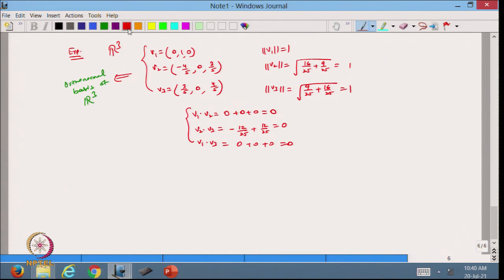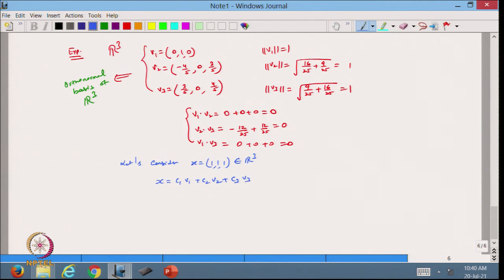Now, let us take one example. Let us consider a vector x from R3. So, suppose I take (1, 1, 1), that belongs to R3. Now, I want to find x as C1 V1 plus C2 V2 plus C3 V3.